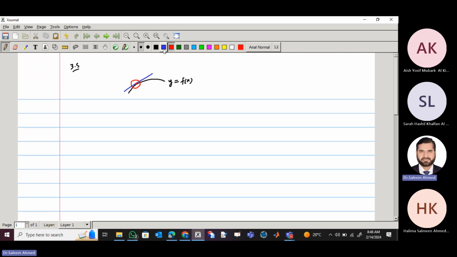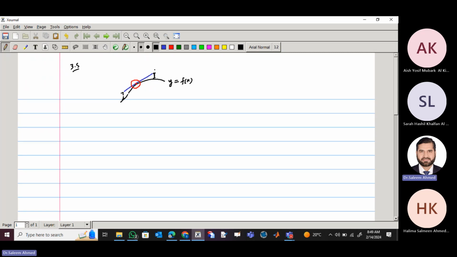If I go a little far here, you see the distance between the black line and the blue line is too much. Similarly here, there is a distance. But close to here, in this red circle, you see the blue and black lines are very close.